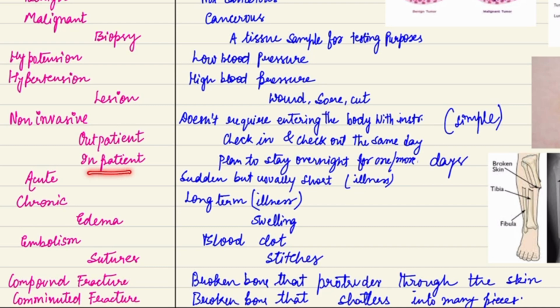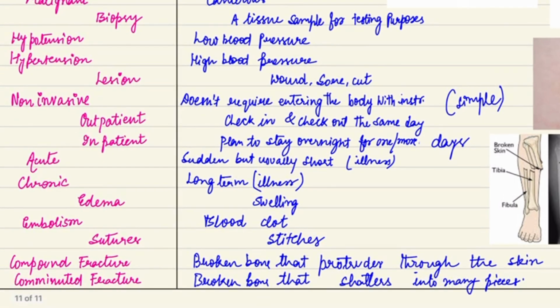Now if a person is having certain abnormalities or anomalies which are not easily treatable, the doctor asks him to stay at the hospital at least for a night or even more than that, depending on the situation. Then once the patient is admitted into the hospital, he or she will be called an inpatient.